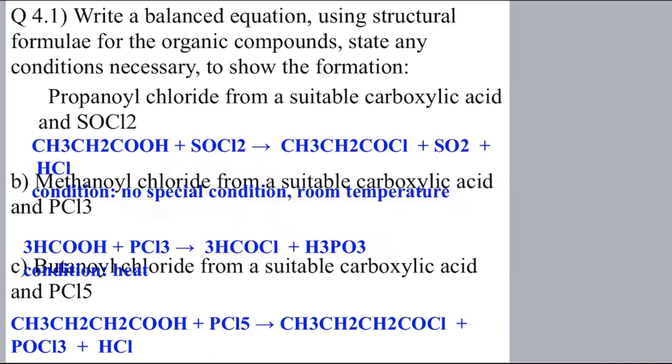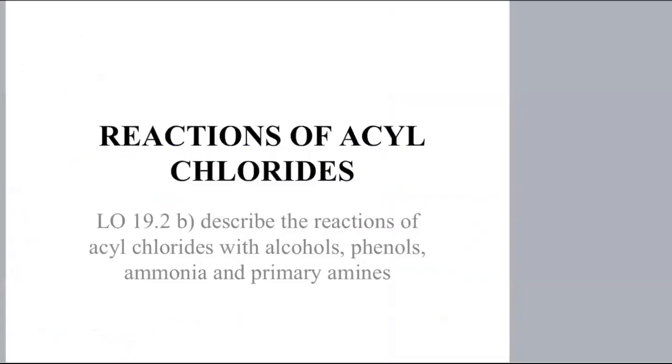The last one, PCl5: you want to produce butanoyl chloride, so you will need butanoic acid, that is a carboxylic acid with 4 carbon atoms. The side products when you use PCl5 are hydrogen chloride fumes and POCl3. Just make sure that your equations are balanced.